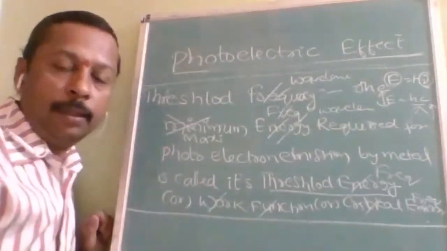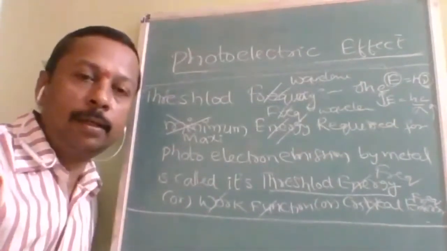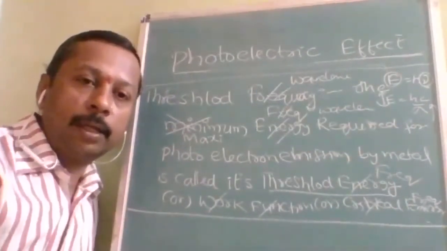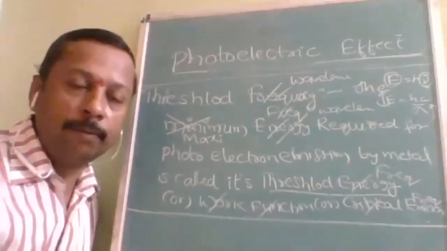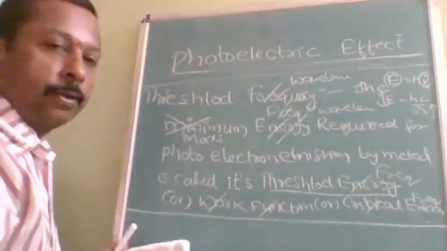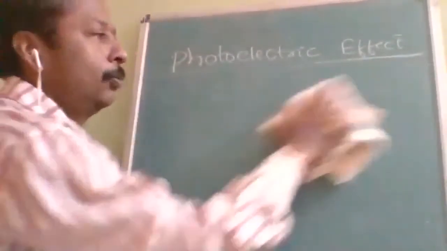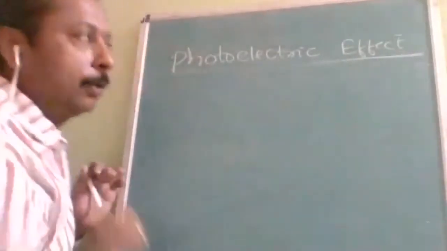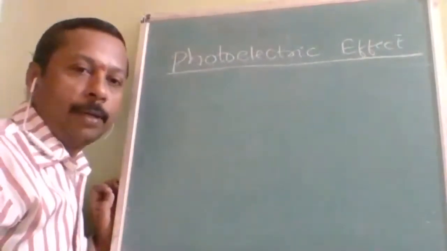Threshold wavelength is not minimum wavelength. Threshold wavelength is the maximum wavelength, whereas threshold energy is the minimum energy. Threshold frequency is the minimum frequency. So this is all about the definition and common mistakes made by common students, not extraordinary students. Extraordinary students don't make mistakes. Common mistakes are made by common students only. So the definition part we have completed.